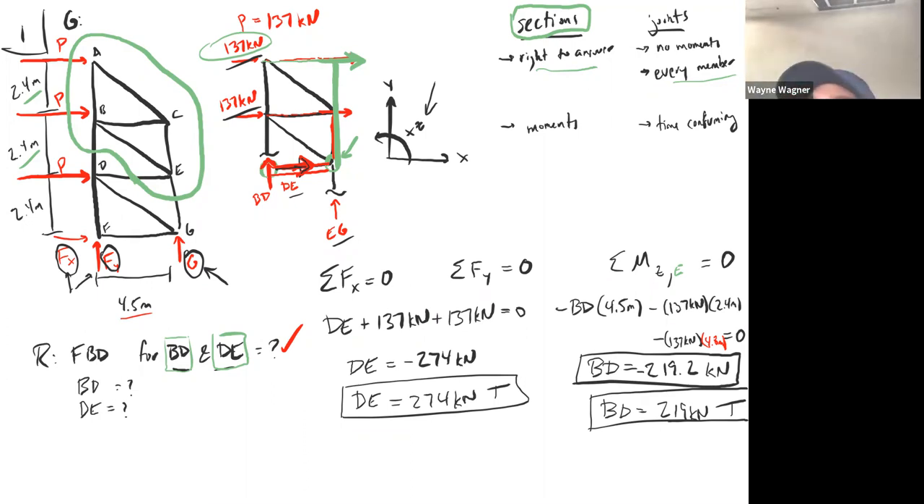Usually when you do these, the first thing you need to do is solve for these things on the edge. These are the reactions, but in this case, we got away with not doing it. So that's good. I'm going to go ahead and walk through this and make sure I got the right answers. 219.2 tension and 274 in tension. Okay, so we got this correct.